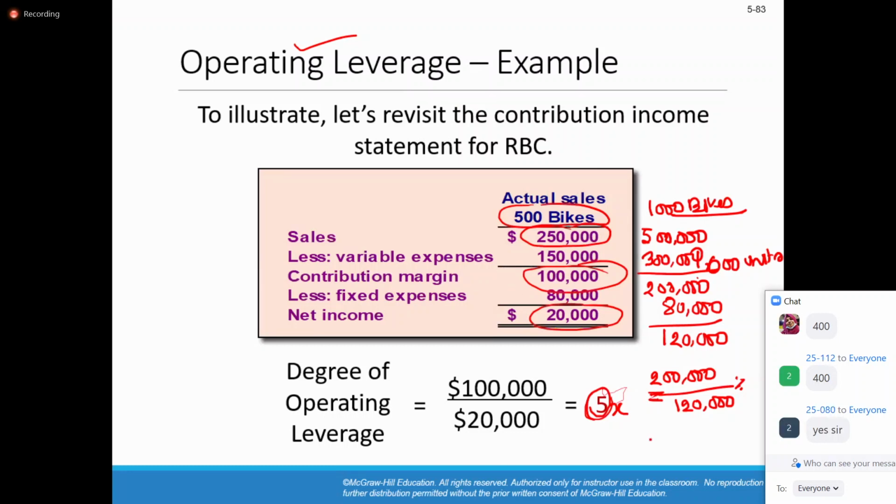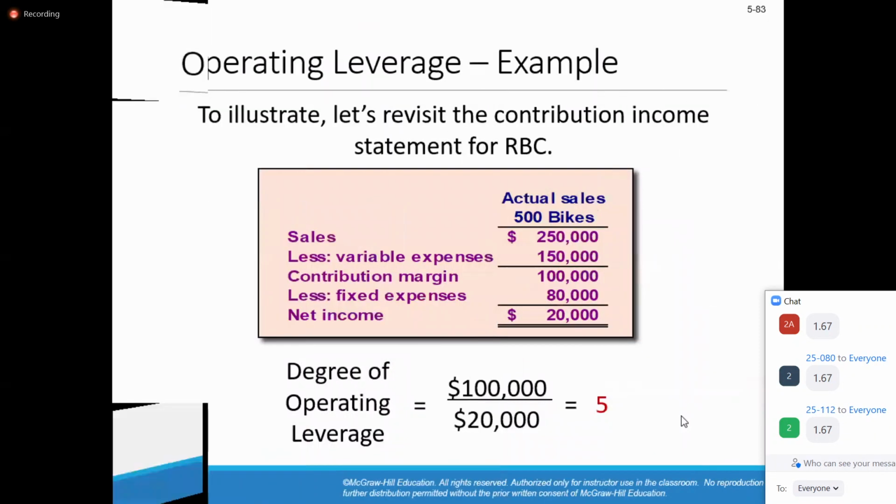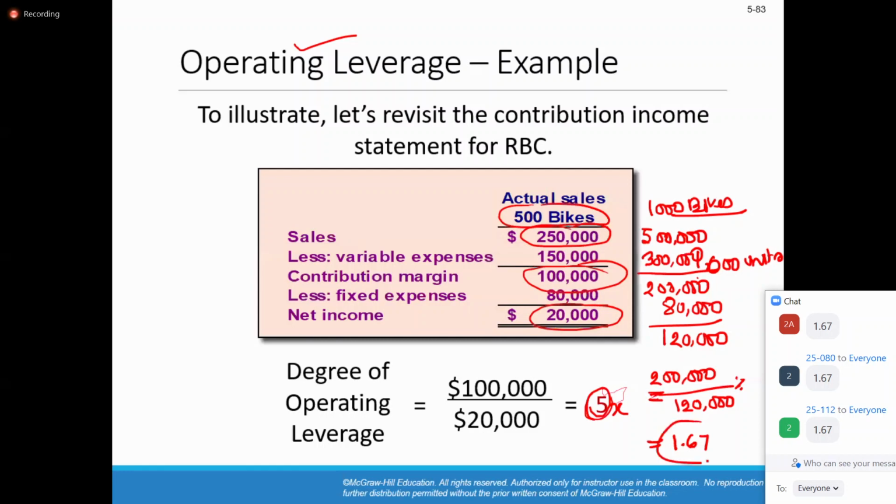Okay, so what is the degree of operating leverage here? 1.67. Okay. So between 5 and 1.67, which one is greater? Five is greater or 1.67 is greater? 5 is obviously greater. Okay.